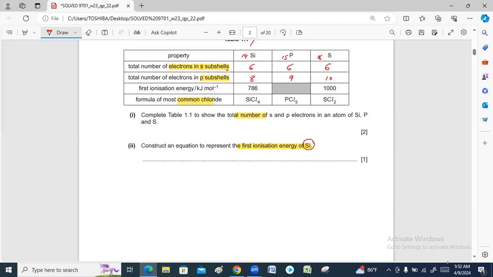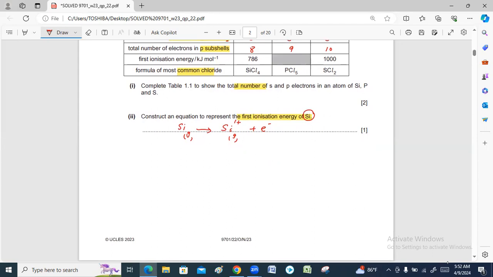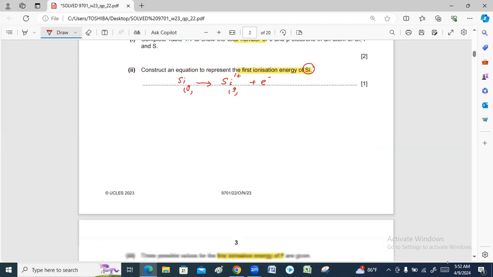So this atom must be the gaseous one, a silicon gaseous atom, losing 1 mole of electrons to form 1 mole of gaseous 1+ cations. So this must be the 1+ cation. This is the way that we can represent the first ionization energy of silicon. So silicon must be gaseous, then 1 electron, then Si+ gas.